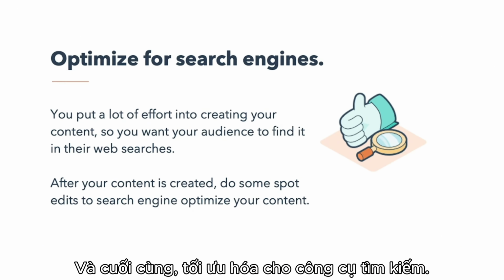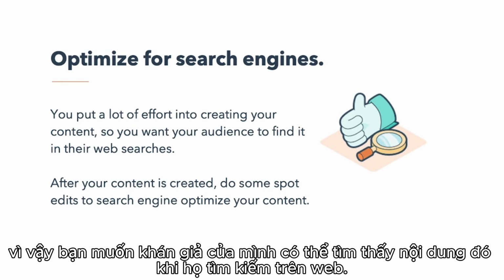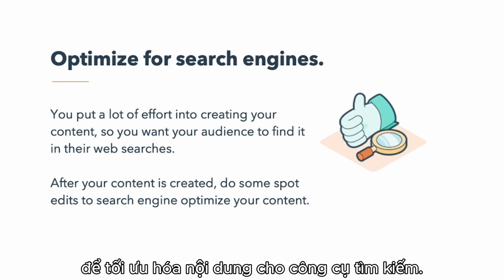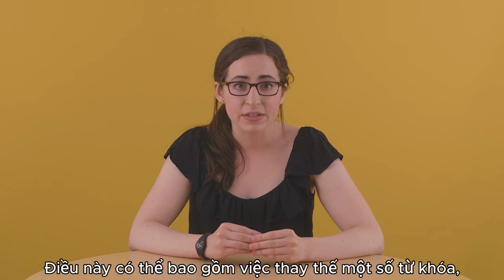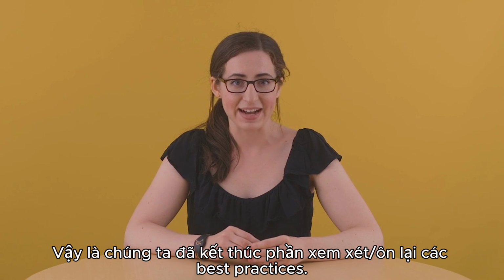And finally, optimize for search engines. You put a lot of effort into creating your content, so you want your audience to find it in their web searches. After your content is created, do some spot edits to search engine optimize your content. This could involve swapping out some keywords or maybe having an SEO specialist optimize specific sections. So that wraps up reviewable best practices.